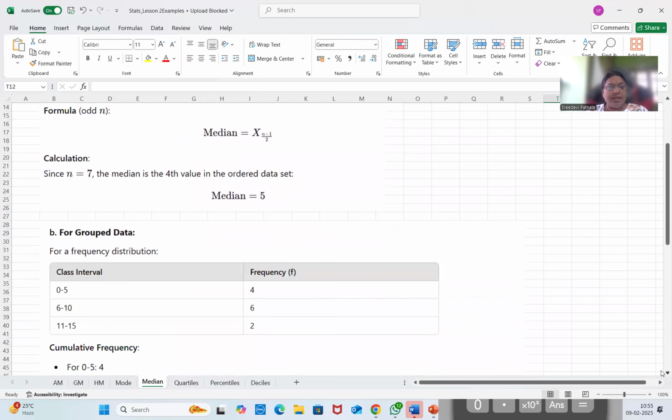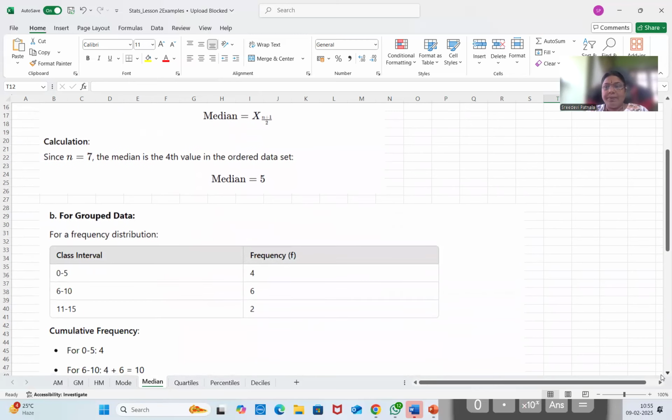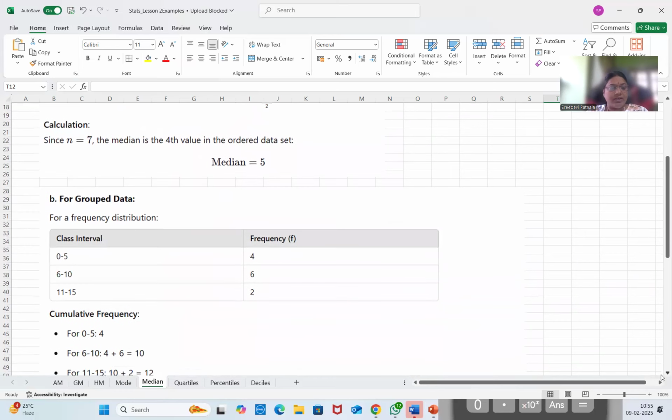Next, whenever you have an even number of values, you have to add the two middle values and divide by 2. Then you will get the median value. Two values are given. I missed giving that example. In a future miscellaneous video, I'll do all these.